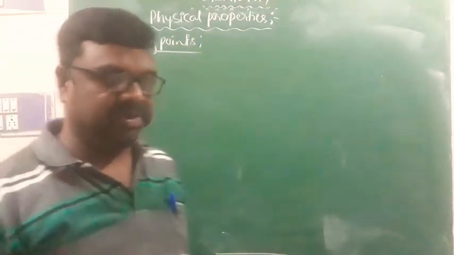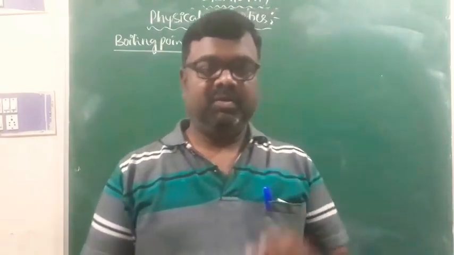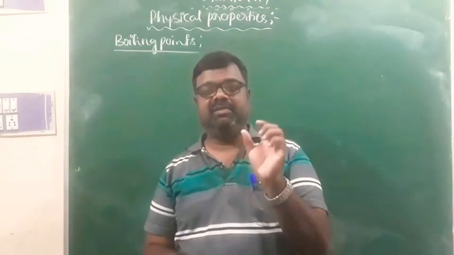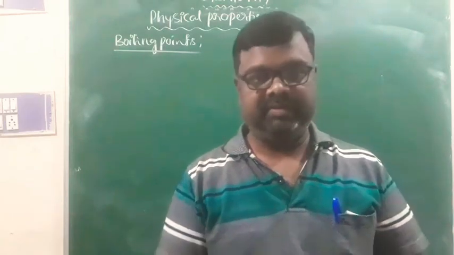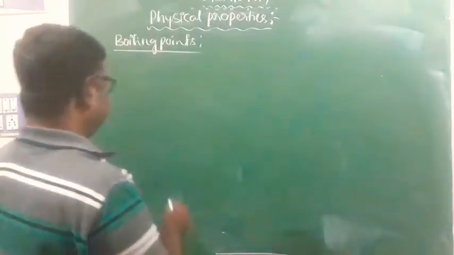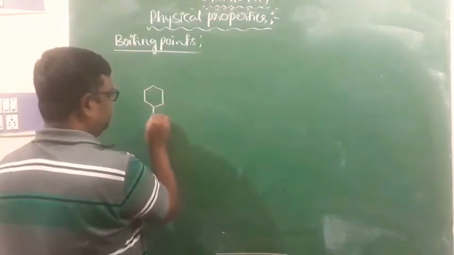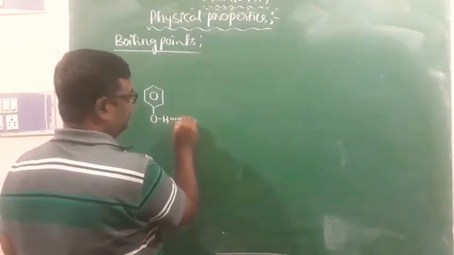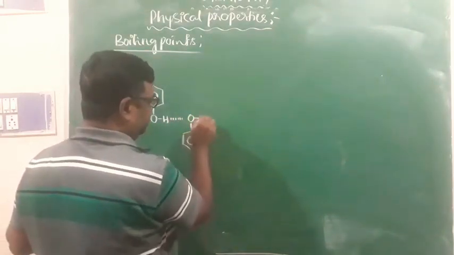As far as phenols are concerned, they are characterized by the OH group, which is polar. The OH group is directly attached to the benzene ring. Because of that, phenol undergoes intermolecular hydrogen bonding. This is phenol, and it will undergo hydrogen bonding with one more molecule of phenol, like this.